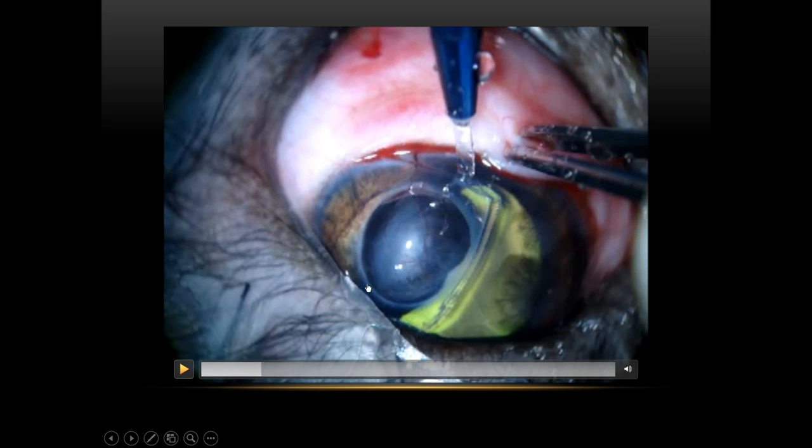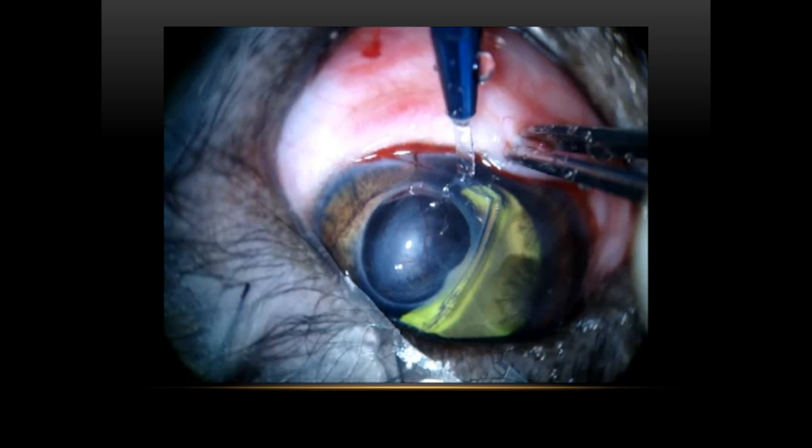So this is iris tissue, okay? And it's covered with epithelium. That's why if you put fluorescein here, it will not stain, because there's no stroma to absorb the fluorescein, okay? So this is a very fragile area, very thin corneal tissue here, just epithelium covering the iris tissue, that's all this black part here.